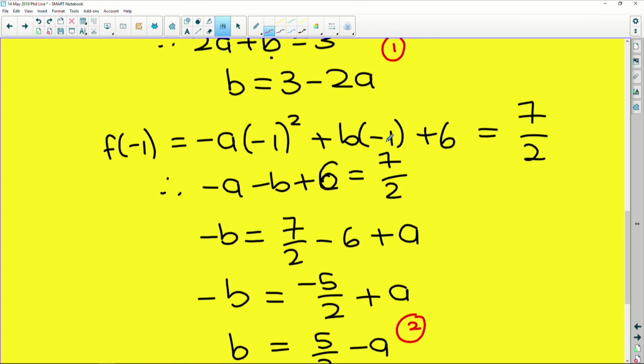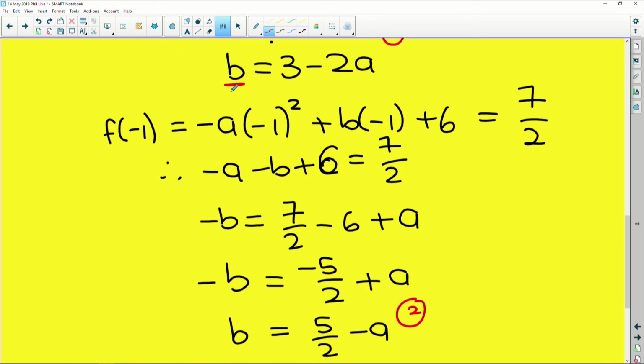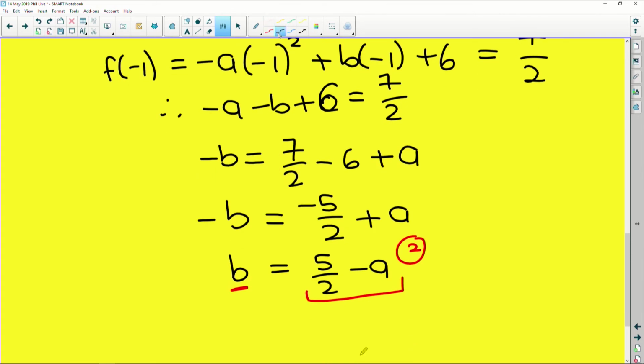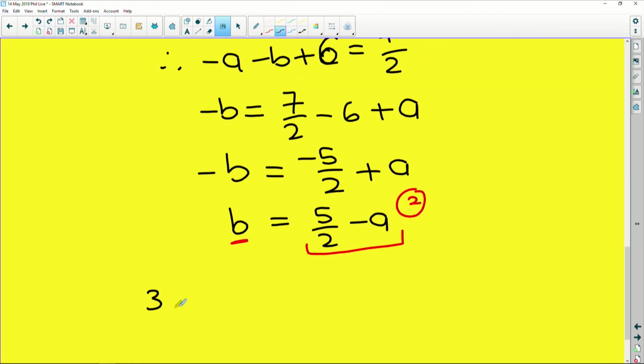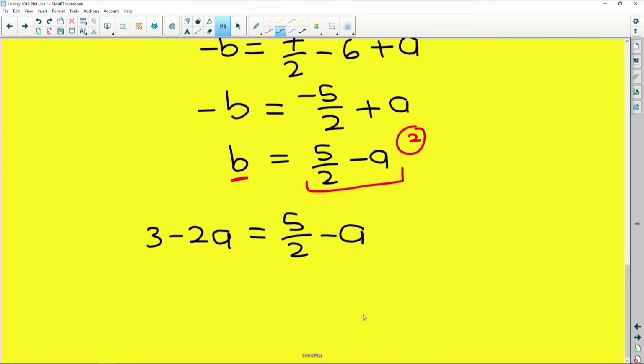Now, if we look at both of our equations, they are both in terms of b. So we can just equate the second halves of these equations and solve for a. So we get from our first equation, 3 minus 2a is equal to 5/2 minus a from our second equation. Okay, so I'm going to bring this 2a over this side, which gives us a. Subtract 5/2 from that side.